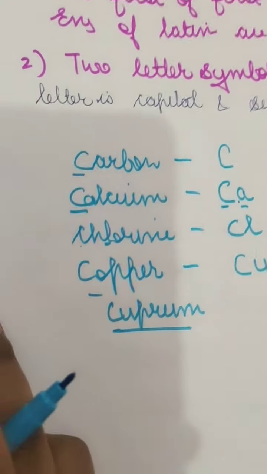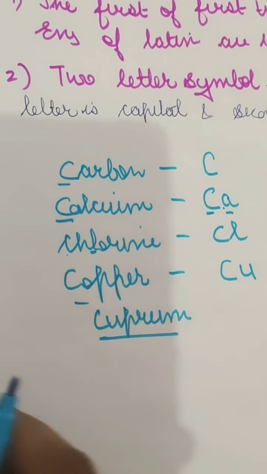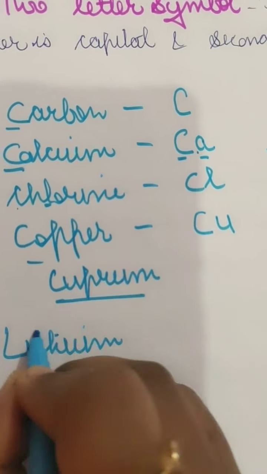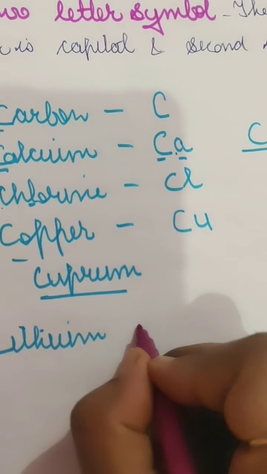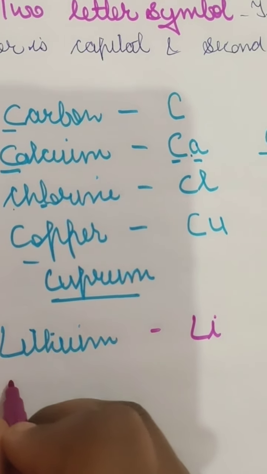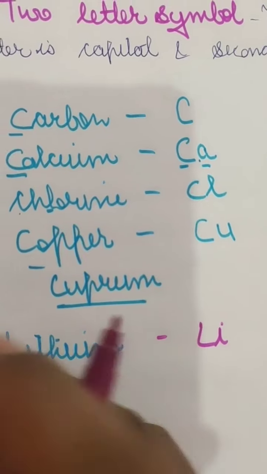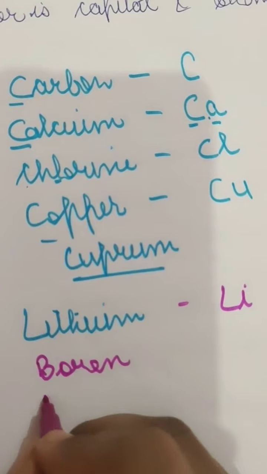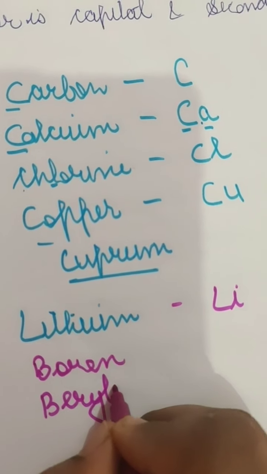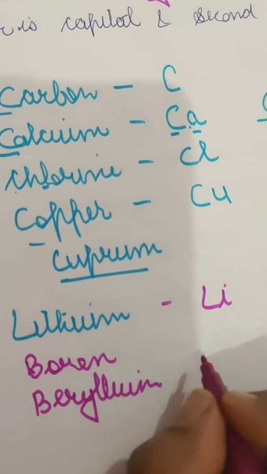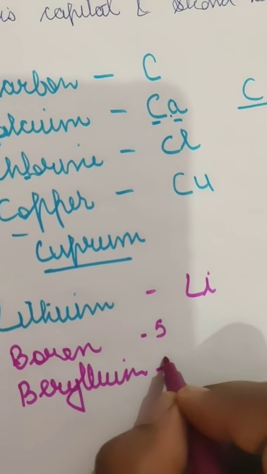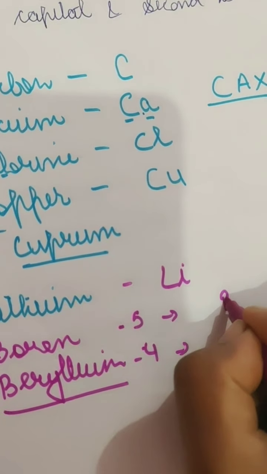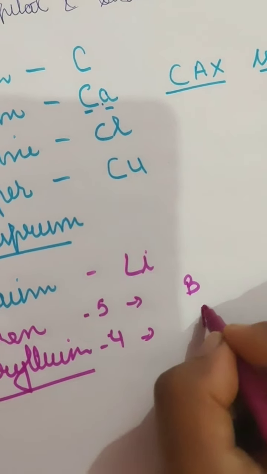Okay, so like this we have many other elements, like lithium. So lithium is Li. Then there is beryllium, and first we take boron. Boron and beryllium. So boron has atomic number 5 and beryllium has 4. So we'll write boron as B and beryllium as Be.